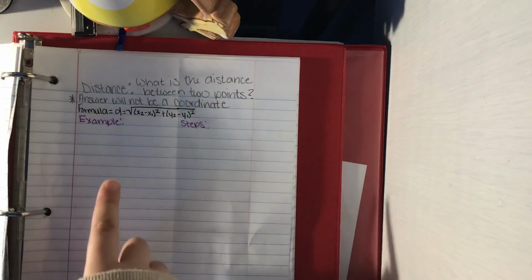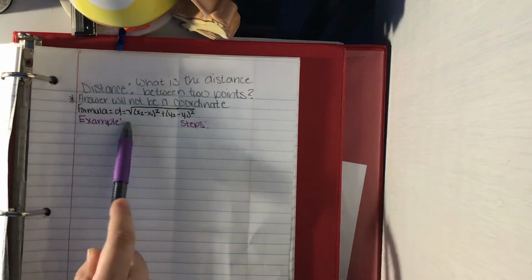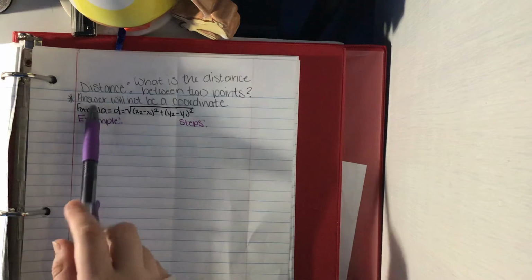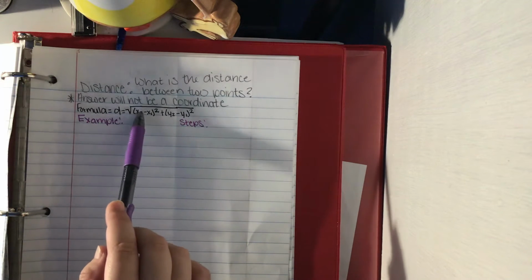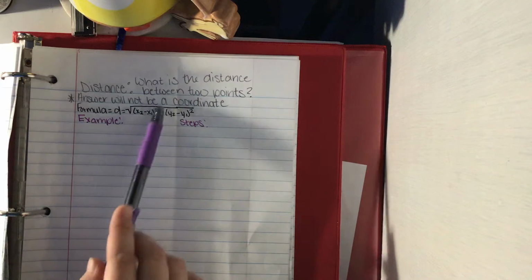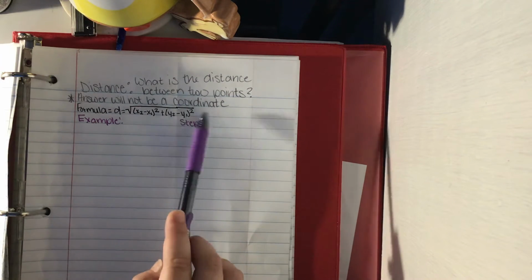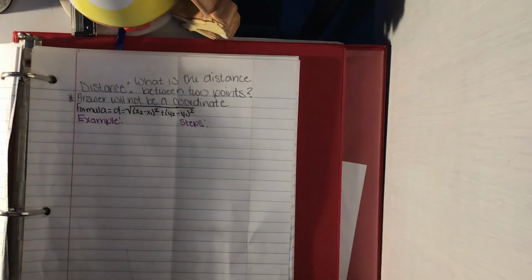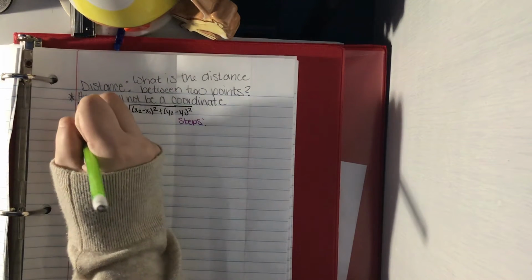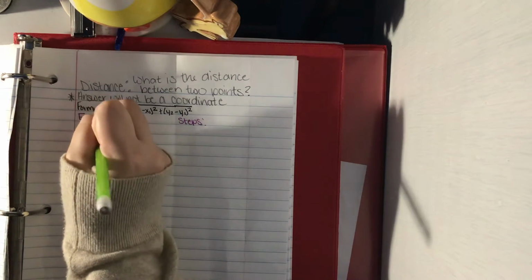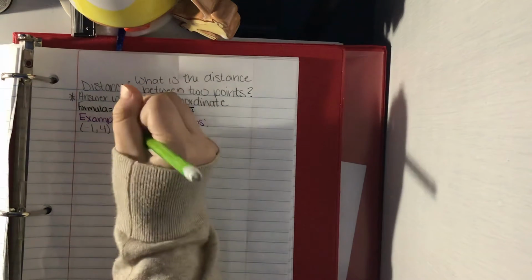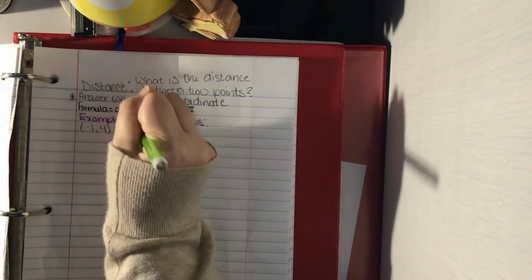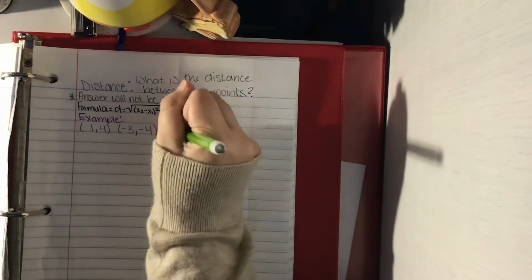And so here's the formula: d is equal to the square root of (x2 minus x1) squared plus (y2 minus y1) squared. Okay, and the example we're going to be using is the coordinates -1 and 4, and -3 and -4.